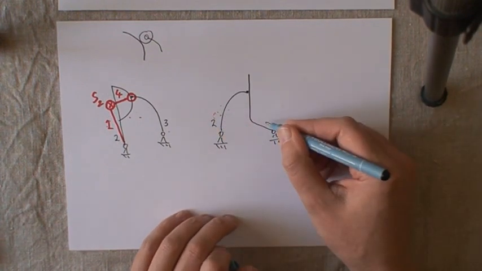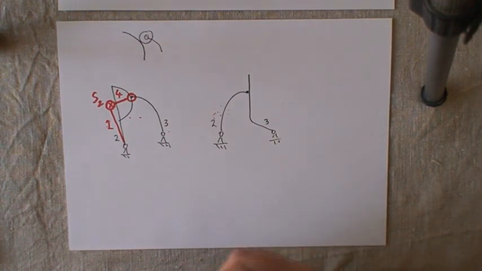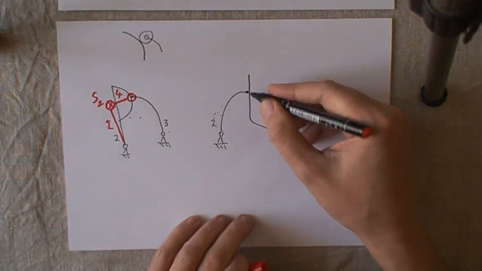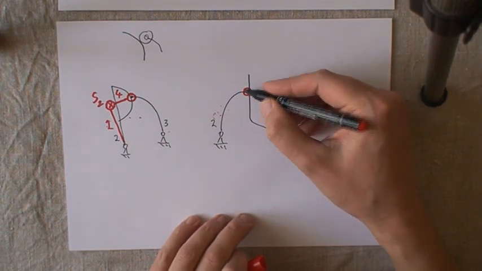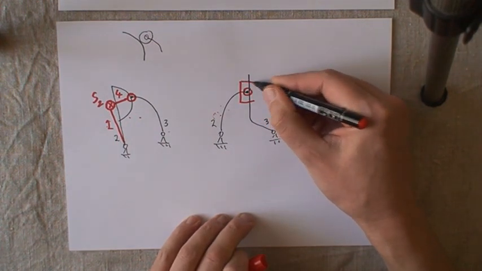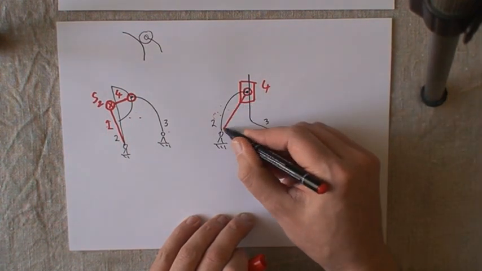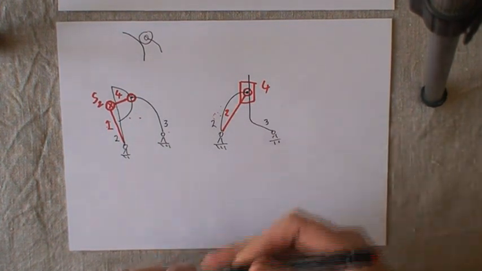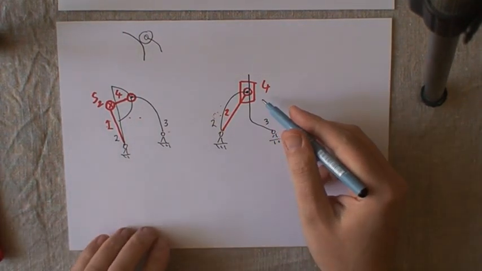So body number 2, body number 3, and we have a point and a line. In this case, whenever there is a point, there is a rotational link, and whenever there is a line, there is a translation link. So this will be our new body number 4, which we can connect in here. So this will be new body number 2, and the 3 remains the same.